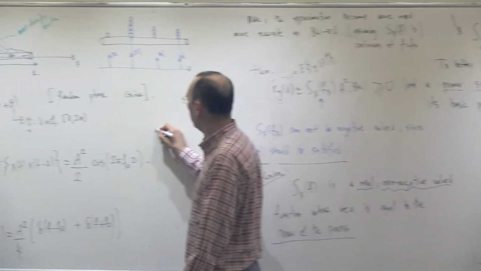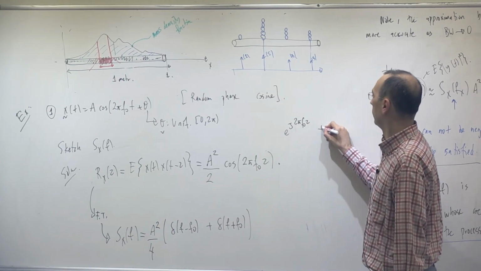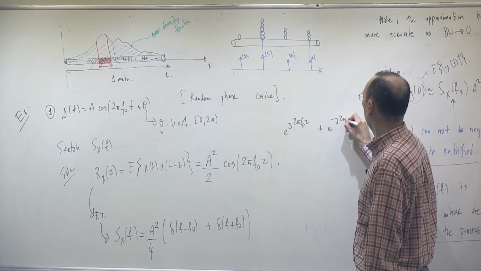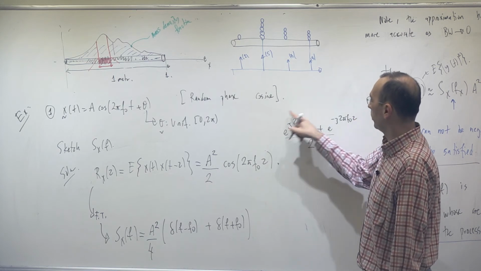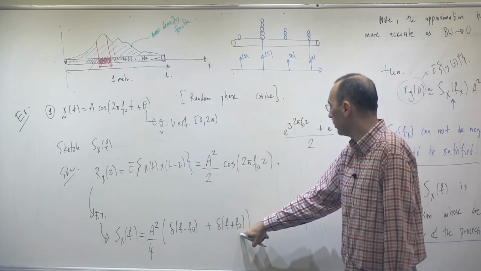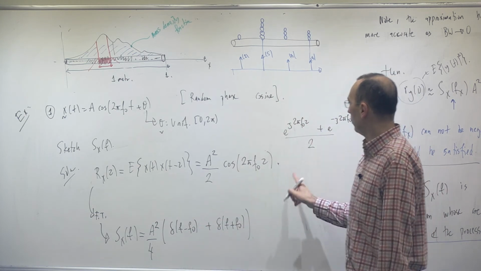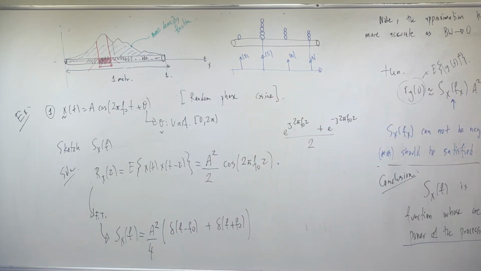This cosine is nothing but e to the j 2 pi f naught tau plus e to the minus j 2 pi f naught tau, divided by 2. The Fourier transform of this one becomes this. The Fourier transform of this one becomes that. There is 1 over 2. Move this 1 over 2 out of this bracket. This 2 becomes 4. Things like that.